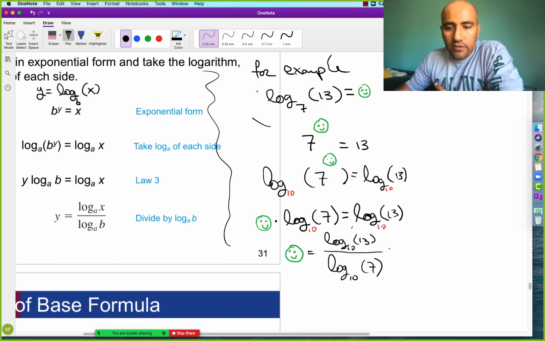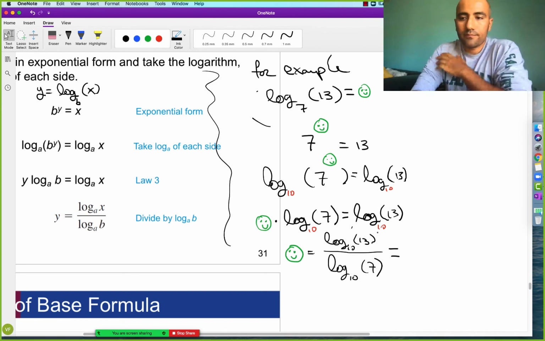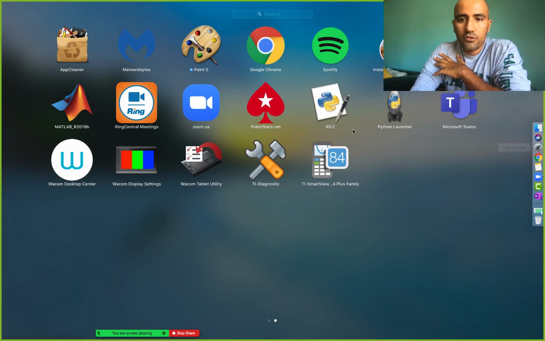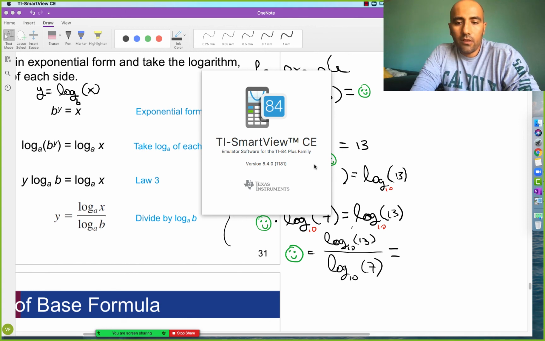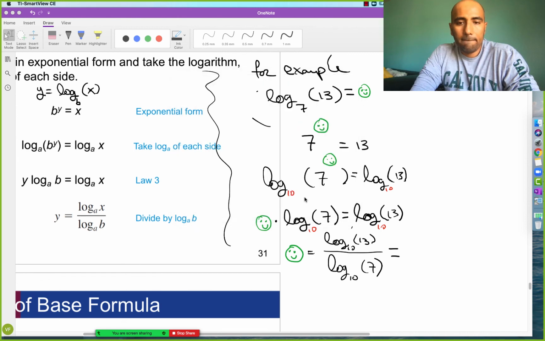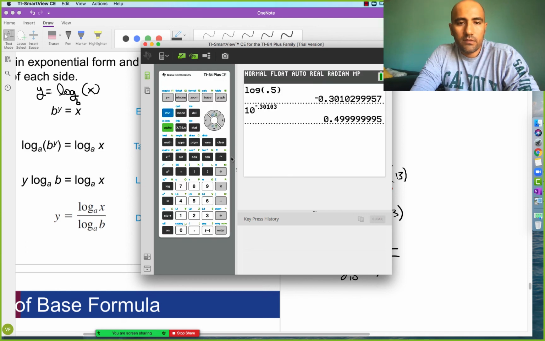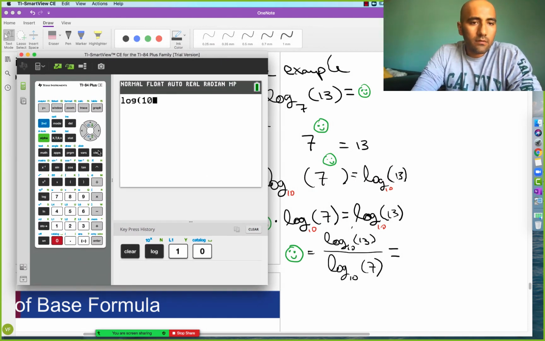No. Okay, so let's use our calculator to find this answer, just to confirm. So, launch calculator. So if we have log base 10, that's just going to be the log button. Let's get rid of this thing. Clear. Okay, so log of 13.